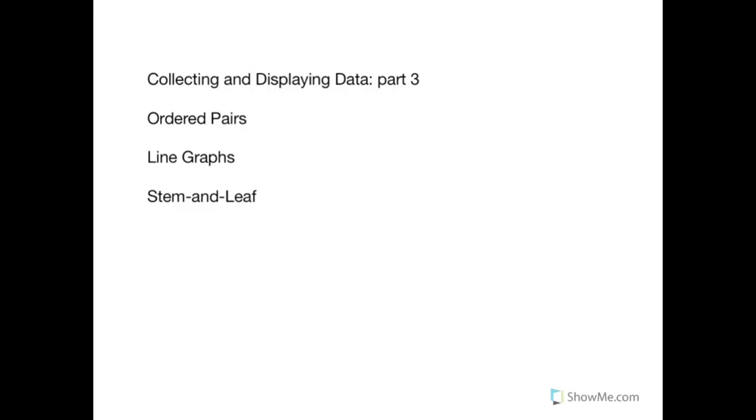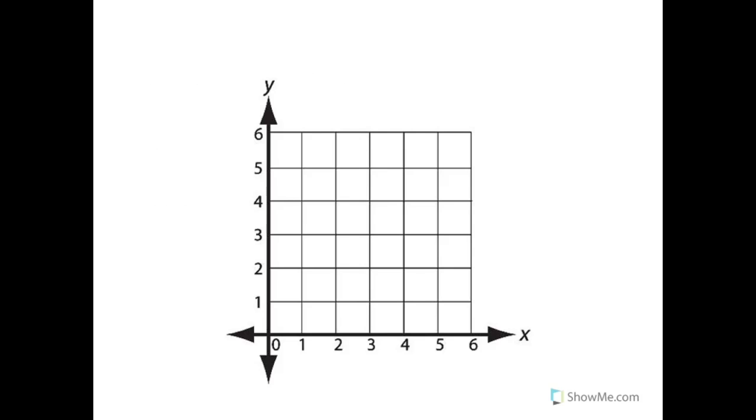Okay, this is part 3 of our collecting and displaying data video series. Today we're going to talk about ordered pairs, line graphs, and stem and leaf plots. There's a few things that I've left out that we're going to talk about throughout the unit, and that is such things as misleading displays, and how to choose which kind of display to use. But we'll talk about that stuff in class.